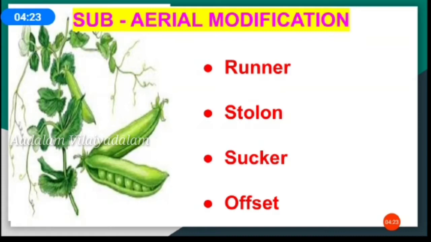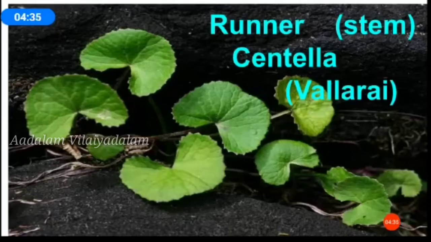The next modified stem is stolon. The stolon is also known as a runner. Stolons are stems which grow at the soil surface or just below the ground. It gives rise to roots at the nodes. In the strawberry, these stolons are used for vegetative propagation. So new plants grow from the stolon.